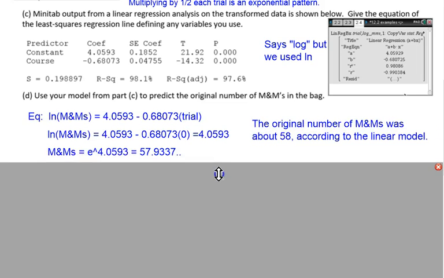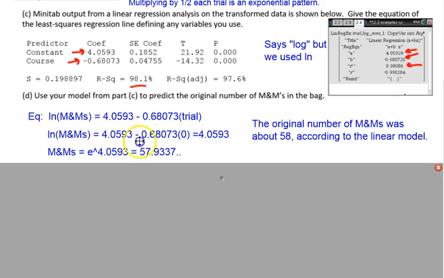All right, so here's my linear regression that I did using the trial and log of M&Ms, and I made a note that it says log here, but I actually used natural log, which is also the same thing that was done here. You can see some numbers in common: here's the y-intercept, here's the slope, here's the y-intercept, and here's the slope over here. And I guess that's all we need for this. You can see the r-squared values are the same, right there as well.